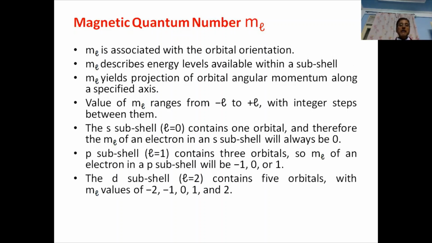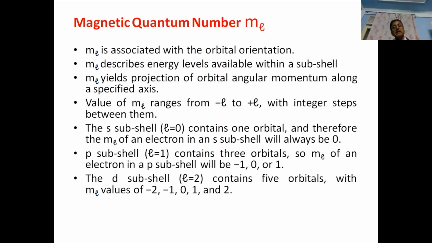ml is associated with the orbital orientation. ml describes energy levels available within a subshell. ml yields the projection of orbital angular momentum along a specified axis. The value of ml ranges from -l to +l with integer steps between them. The s subshell, l equal to 0, contains one orbital, and therefore the ml of the electron in this s subshell will always be 0.